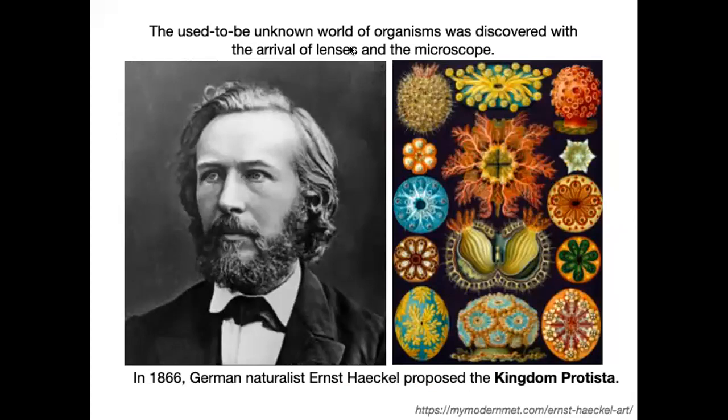What used to be an unknown world of organisms was discovered with the arrival of lenses and the microscope. That's by Anton van Leeuwenhoek. And it was because of the microscope that there was an understanding that it's not just plants or animals, not just living and non-living things, there are also living organisms that cannot be seen by our eyes. And the first thing seen under the microscope was actually a protist. And it was in 1866 when German naturalist Ernst Haeckel proposed the kingdom Protista.